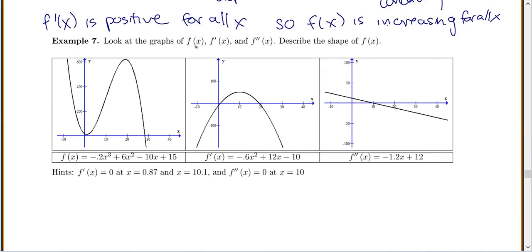So now let's look at our graphs of f of x, f prime of x, and f double prime of x, and describe the shape of f of x. Notice I did also tell you where your critical values and possible inflection points are. So f prime of x is 0 at 0.87 and 10.1. F double prime of x is 0 at x equals 10. So we have f of x, f prime of x, f double prime of x. So let's talk about where we are increasing and decreasing. To do that, you would look at our first derivative, which tells you slope. Our first derivative was 0 at 0.87 and 10.1.